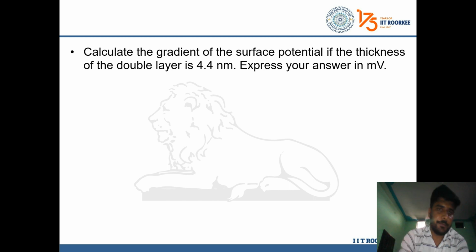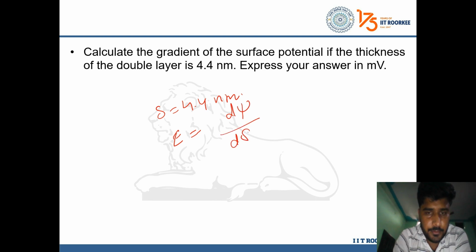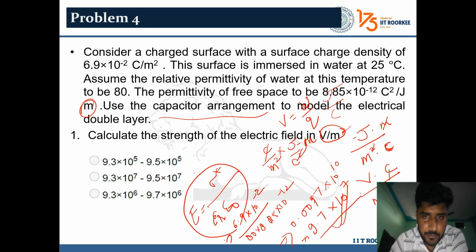The next question is you have to calculate the gradient of the surface potential if the thickness of the double layer is 4.4 nanometer. So you are given this term, that is 4.4 nanometer. In the theoretical classes you have read about this, the gradient of the surface potential or the thickness. The value of strength of electrical field you will get from the first question. For example, I am just putting this value.